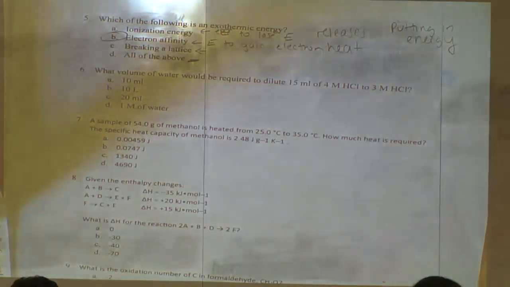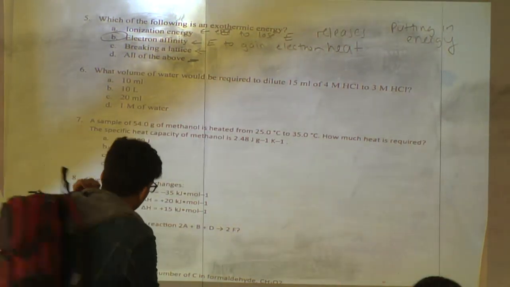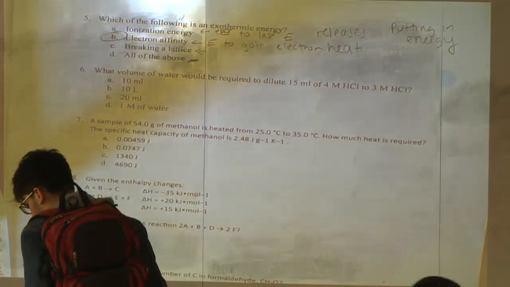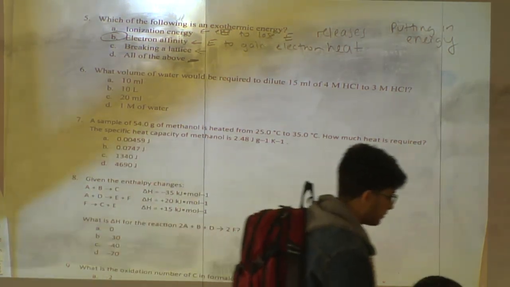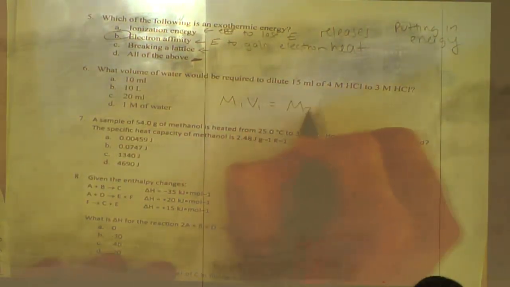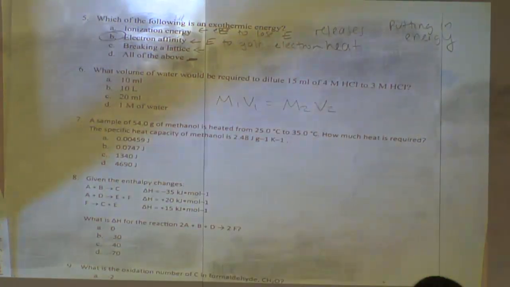All right. So number 6, a little question back from Chem 1A. What volume of water would be required to dilute 15 milliliters of 4 molar HCl to 3 molar HCl? What kind of formula would we use here? Awesome. M1V1 equals M2V2. Awesome. So M1 in this case would be what? 4. Nice. So we got 4. And what's my V1? Awesome. So 4 times 15 equals, what do they give us? Is 3M or M2 or V2?